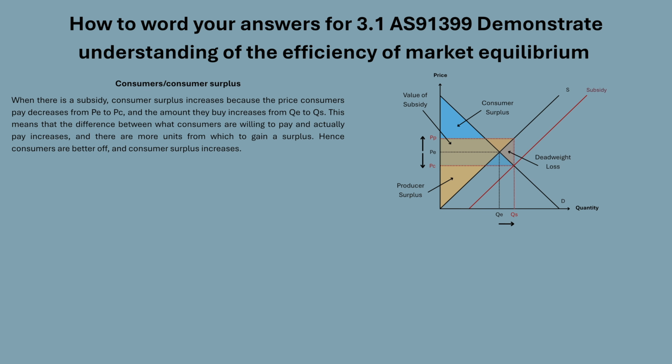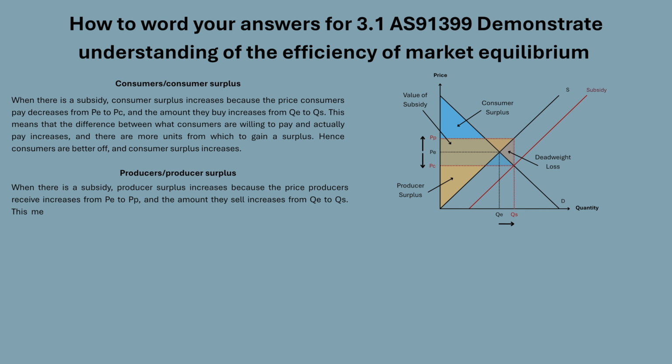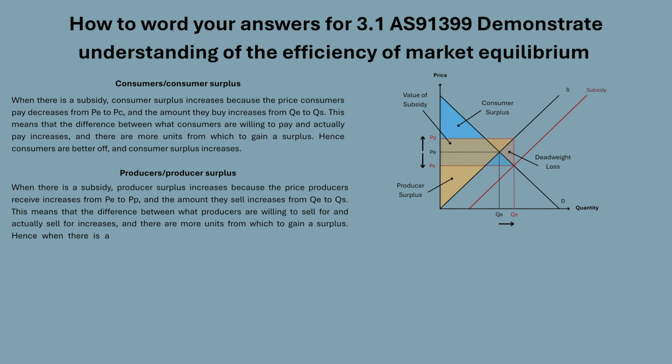Let's look now at the impact of a subsidy on producers. When there is a subsidy, producer surplus increases because the price producers receive increases from PE to PP, and the amount that they sell increases from QE to QS. This means that the difference between what producers are willing to sell for and what they actually sell for increases, and there are more units from which to gain a surplus. Hence, when there is a subsidy, producers are better off, and producer surplus increases.